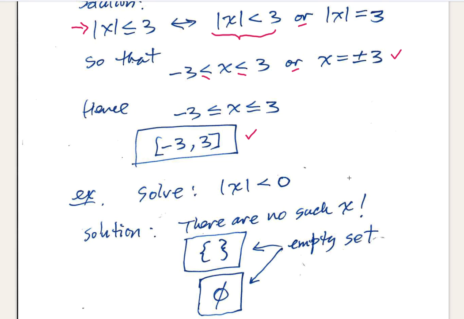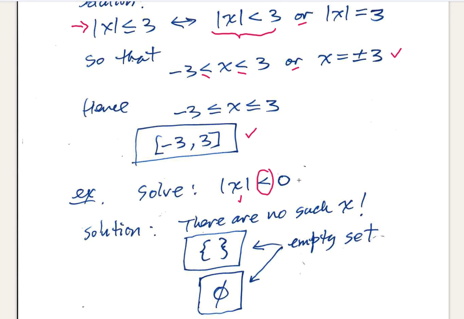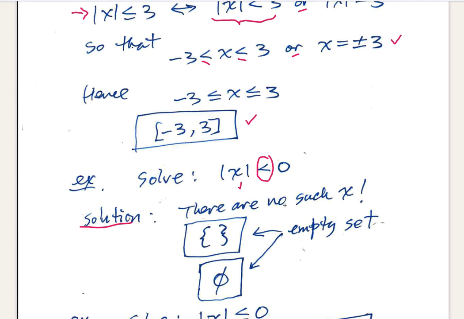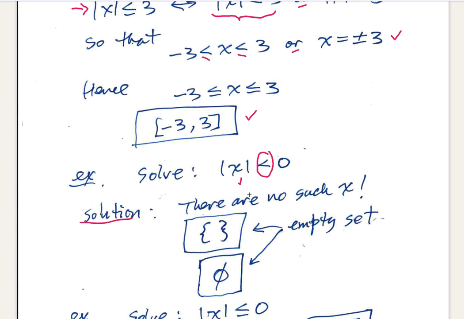All right, let's look at some sort of degenerate inequalities here, involving absolute value and less than sign. Here I've got the absolute value and I've got less than, and I've got 0 here. Now let's look at the solution. There are no such x. Well, the reason why is regardless of which real value of x I take, its absolute value is greater than or equal to 0. How could it possibly be less than 0 then? Well, it couldn't possibly be, so there are no solutions to this problem.